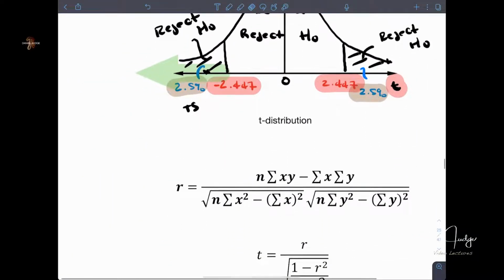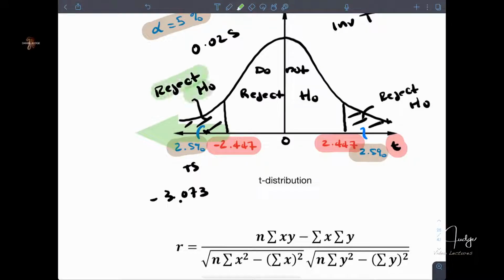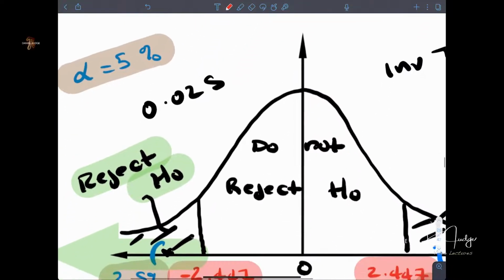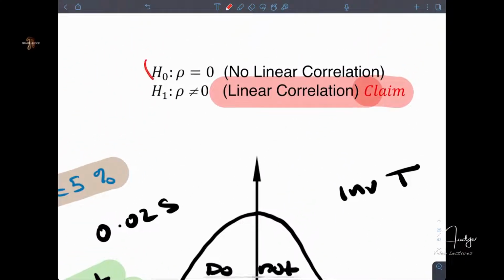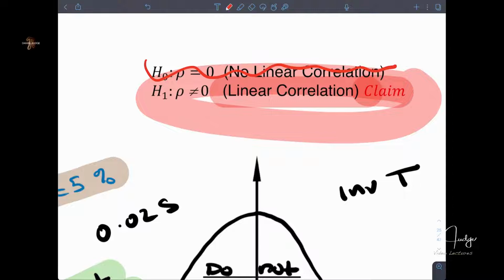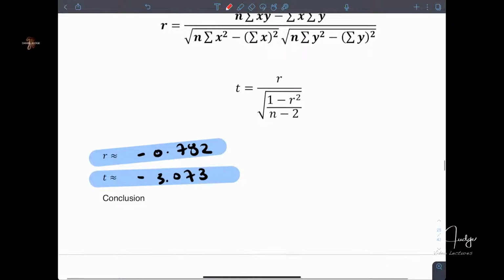So that test statistic on your decision rule means to reject your null. You're going to go to the null and reject the null. This is in the reject the null region. By rejecting your null, you are accepting the alternate. And that happens to be the claim, that there is a linear correlation. So your conclusion is, in fact, that there is a linear correlation.